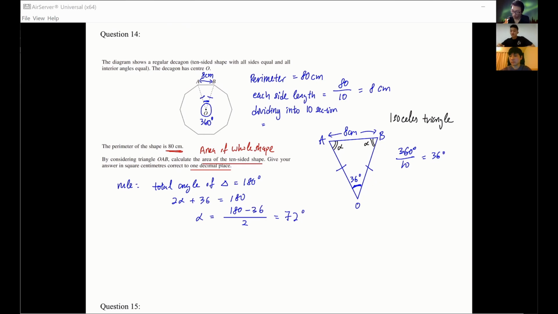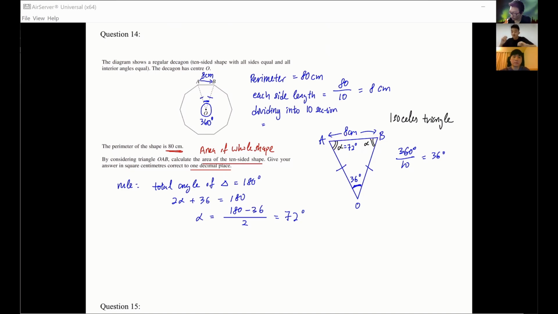Now, we know that this is 72 degrees. Remember that our whole point is to calculate the area. If we know the area of this triangle, we just need to multiply by 10, then it gives you the whole area. So we need to figure out the area of this triangle. To do that, we need to find this length. Now we have alpha, we have 36, we have 8.